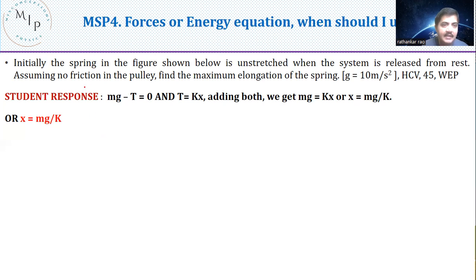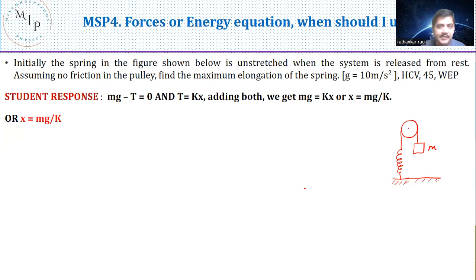So this is like this. Initially, the spring in the figure. Oh my God, this figure is missing. Okay, let me write down the figure. Spring in the figure shown below is unstretched. Okay, the figure looks like this. There is a pulley. There is a spring which is connected here to the ground. This is the ground. And on the other side, you have an object of mass m. This is the figure actually.